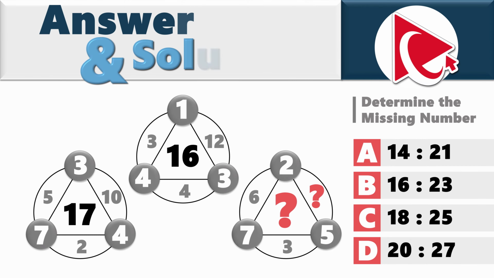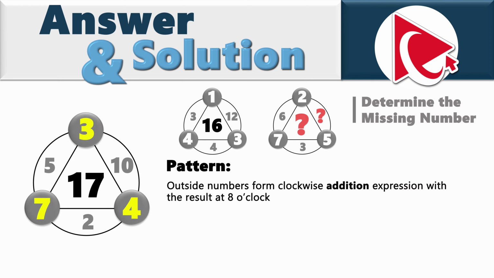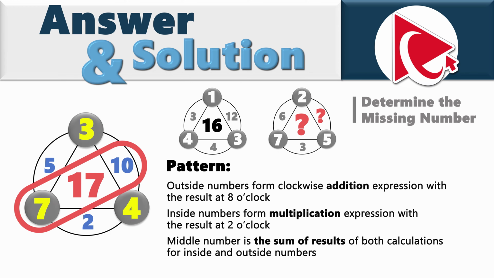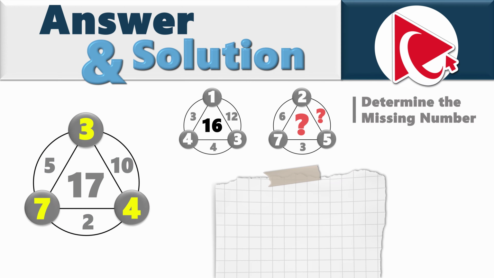If you look closely, you can easily recognize the pattern. In fact, outside numbers form a clockwise addition expression with the result at 8 o'clock. And inside numbers form a multiplication expression with the result at 2 o'clock. And the middle number is the sum of the results of both calculations for inside and outside numbers. Let's look at the example. If you look closely at the numbers in the small circles, 3, 4, and 7, you can easily see that 3 plus 4 equals 7.